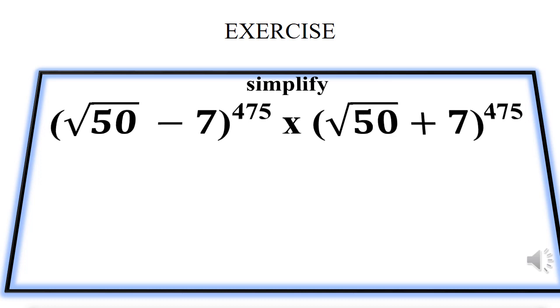Our exercise for the next class will be: simplify open bracket square root of 50 minus 7 close bracket raised to power 475 multiplied by open bracket square root of 50 plus 7 close bracket raised to power 475.